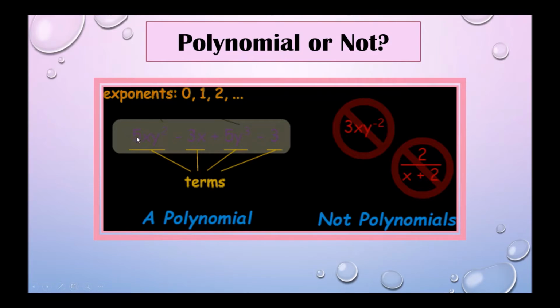Polynomial or not. See, in this case it is 5xy square minus 3x plus 5y cube minus 3. There are 4 terms in this polynomial. So it is a polynomial. But 3xy to the power minus 2 is not a polynomial. Why? Because it is minus 2. Exponent with negatives are not a polynomial. Here it is 2 upon x plus 2. This is also not a polynomial because we can't divide with a variable.